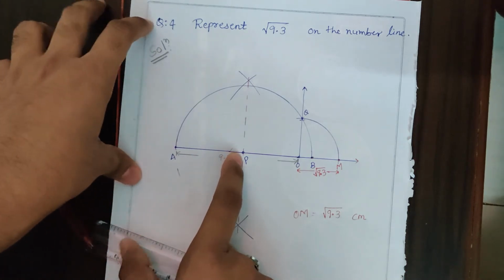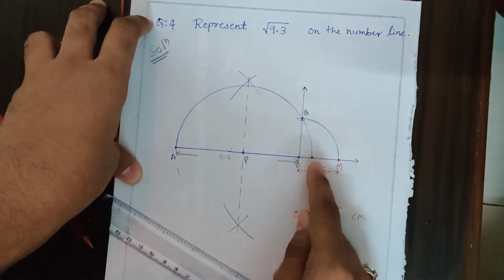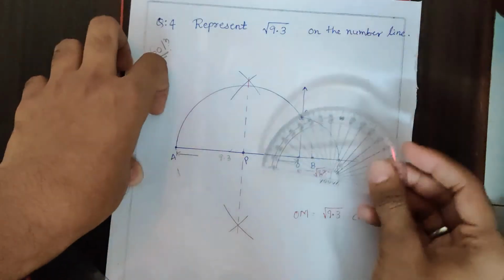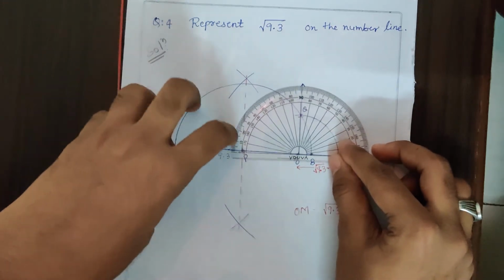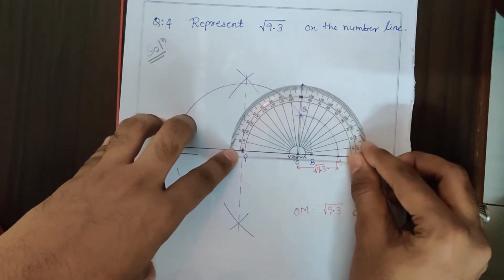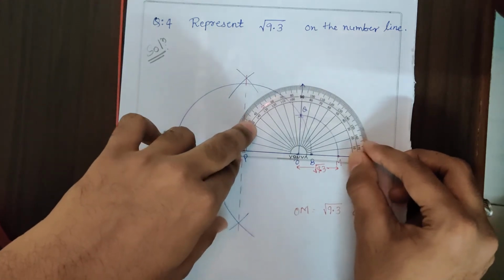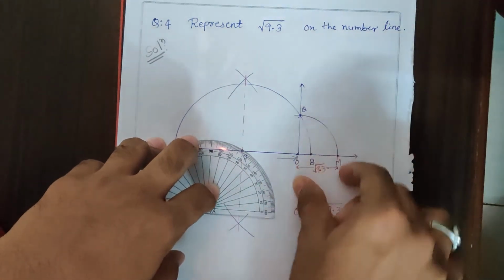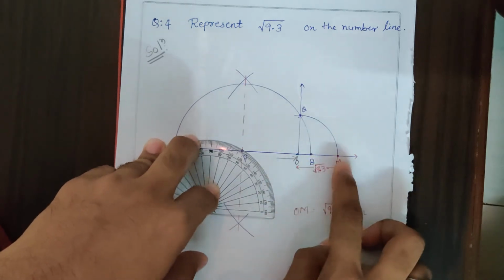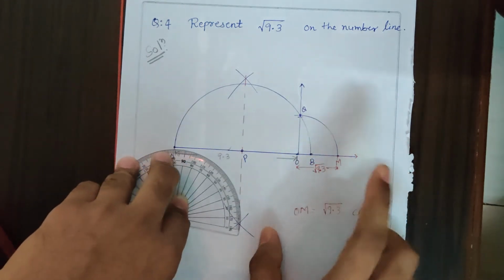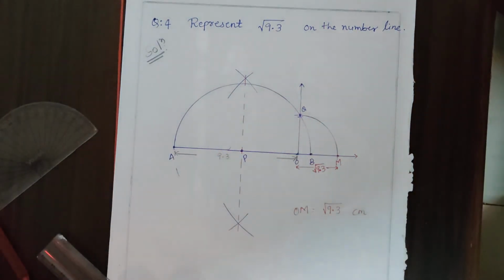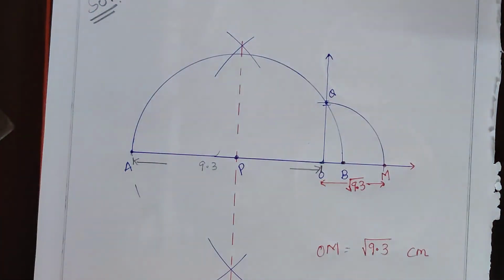By taking this point P as center, we need to draw a semicircle. In the next step, you will take a perpendicular from point O. This you can take with the help of protractor. Perpendicular from point O touches the semicircle at Q. Now measure the distance OQ and draw an arc. Wherever this arc touches the line, this intersection point is M. So this distance OM will be equal to root 9.3 centimeter, root 9.3 unit.